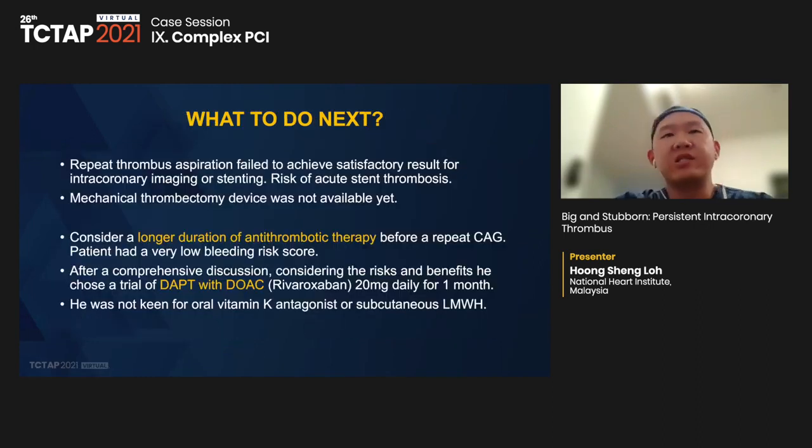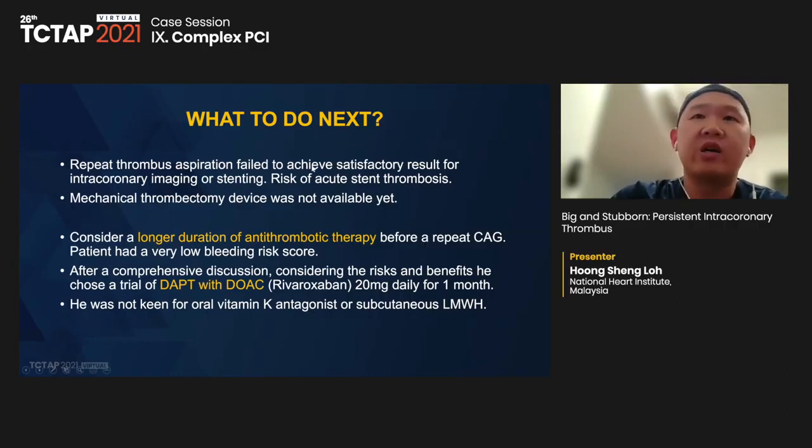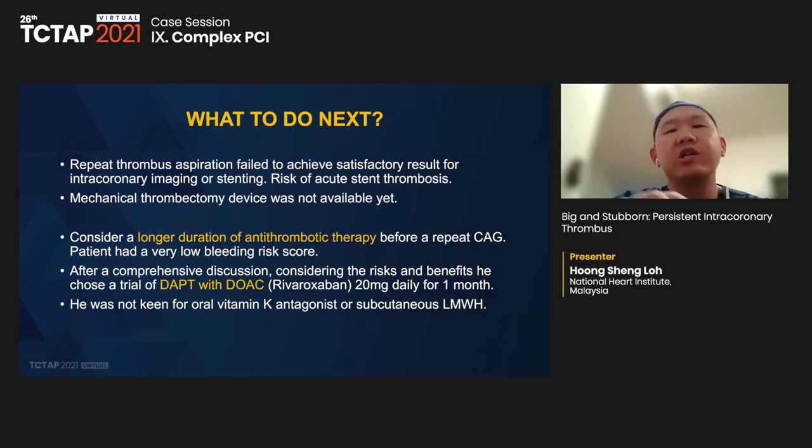So what do we do next? In this case, we have attempted thrombus aspiration in two different angioplasty sessions, but we still failed to achieve a satisfactory result for either intracoronary imaging or even for stenting. Because if we were to decide to stent now with so much thrombus in there, we may have a risk of acute stent thrombosis or even an undersized stent.